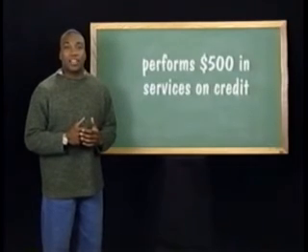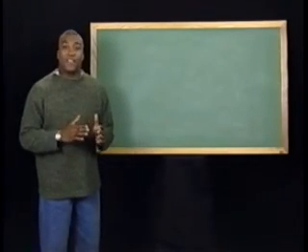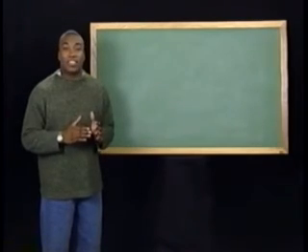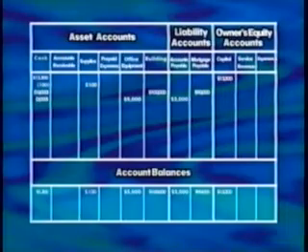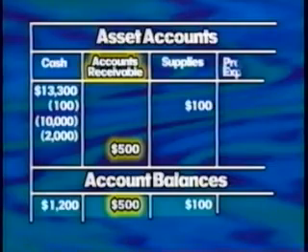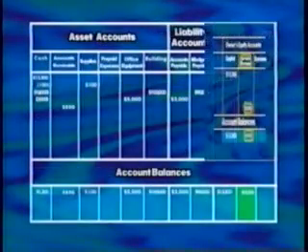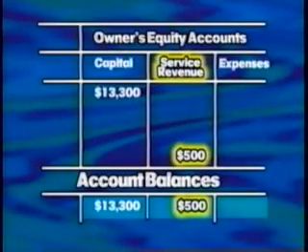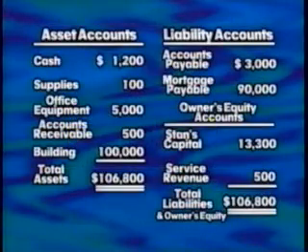Stan performs services on credit for $500. In other words, his first group of subscribers charge their subscription on the credit account they have with Stan. So on our books, because he has not yet received payment, accounts receivable, or money customers owe to Stan, is increased by $500. Also, Stan has earned $500 in revenue from the subscribers to his network. This revenue increases owner's equity, so the two sides still balance.